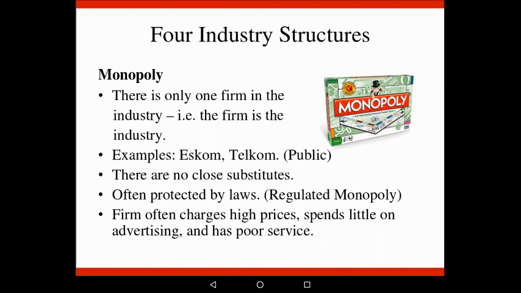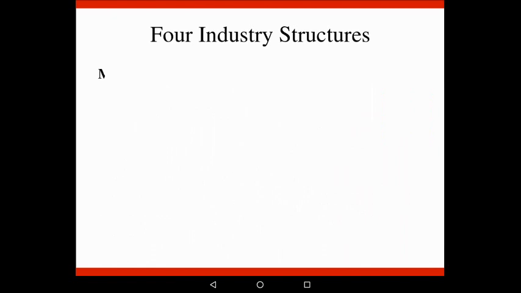And firms will often charge high prices, and they will often spend very little on advertising because they don't have to, because there's no one to compete against. And also, they often have very poor service. Why? Especially in regulated monopolies, because it doesn't matter what their service is like. The consumer can't go anywhere else. So they don't have to give good service, and they can charge as high prices as they like. That's why monopolies are not good for consumerism.